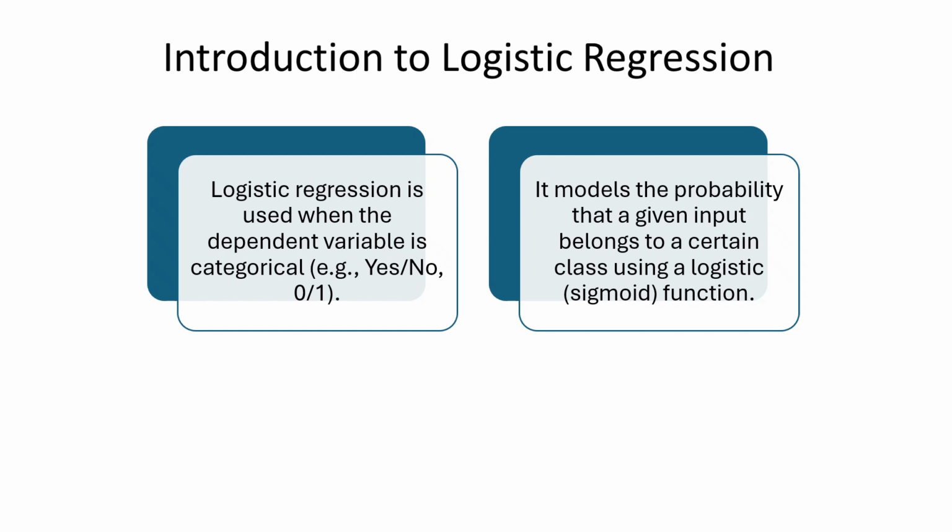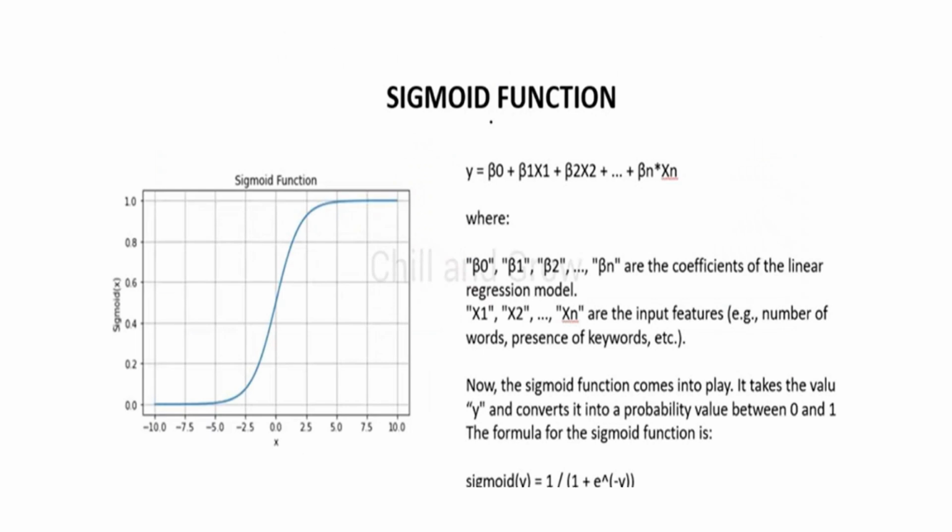This models the probability that the given input belongs to a certain class, using the logistic or sigmoid function. For finding out this relationship, we use a special function called the sigmoid function. We'll see it in a later slide. So this is called a sigmoid function. How is the sigmoid function defined?